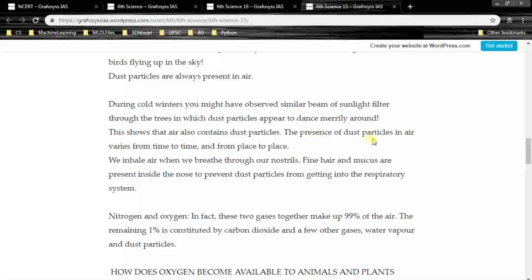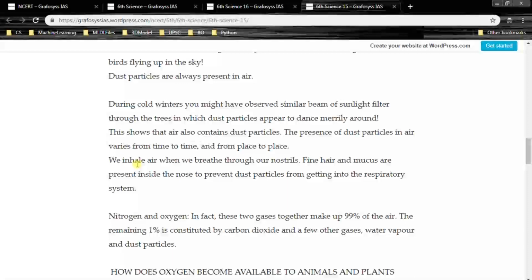The presence of dust particles in air varies from time to time and from place to place. So there are many factors which affect the density of dust particles. So it varies from place to place and time to time, etc.